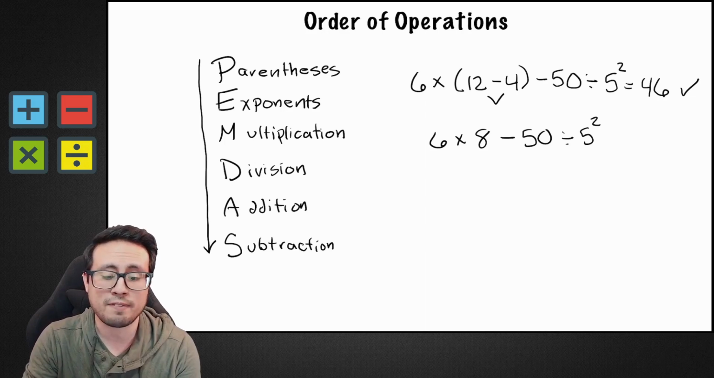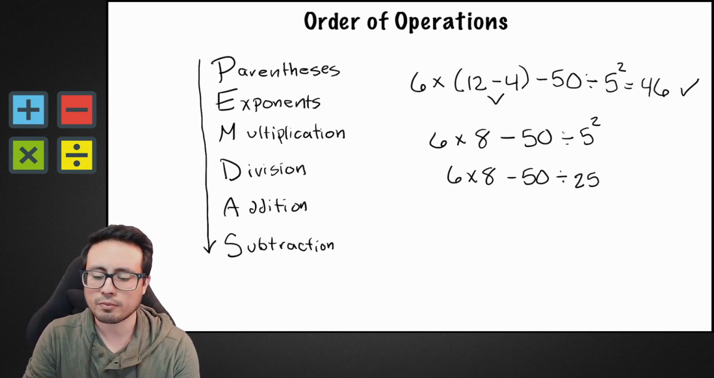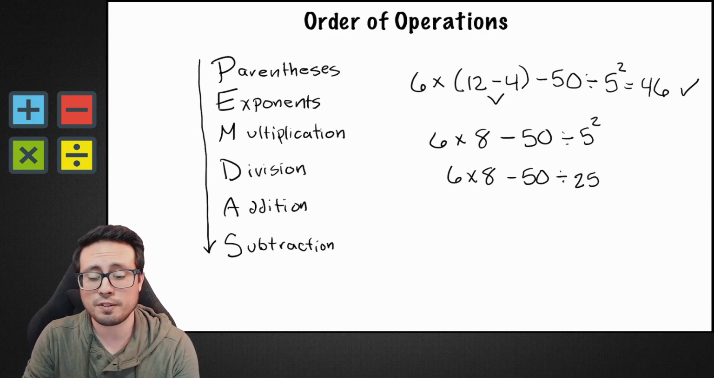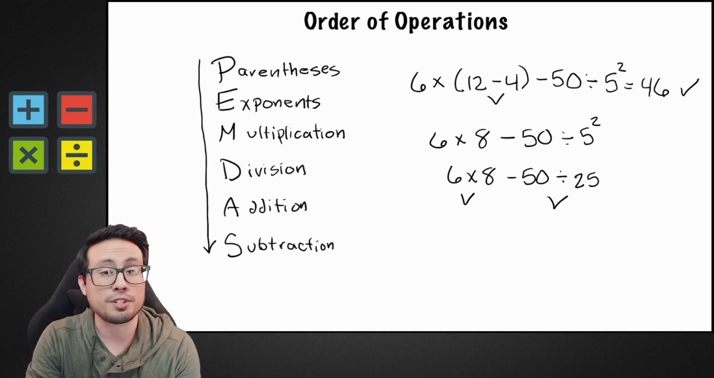No. Are there any exponents? Yes, 5 to the 2. So let's simplify that. 5 to the 2, or 5 squared, is going to be 25. So I'm going to leave everything the same, but 5 to the 2, which is just 5 times 5, I'm going to change to 25. Cool. Okay. Are there any more exponents? No. Is there any multiplication or division? Yes. There is a multiplication here and there is a division there. So I'm going to simplify both of them.